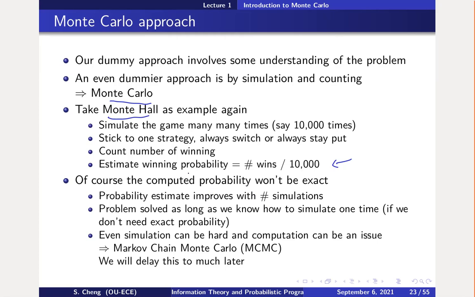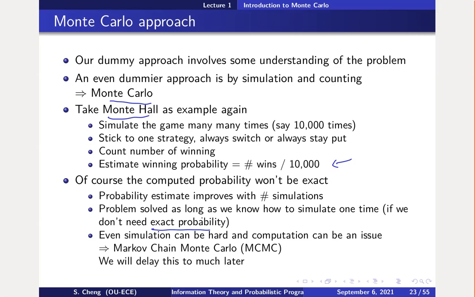And you see that the problem is already solved as long as I'm able to simulate even just one case. If I know how to simulate one case, I essentially solve the problem. Of course, when I say I solve it, it's in the sense that we don't need the exact probability, and in many situations we don't actually need the exact probability, so this kind of approach is fine.